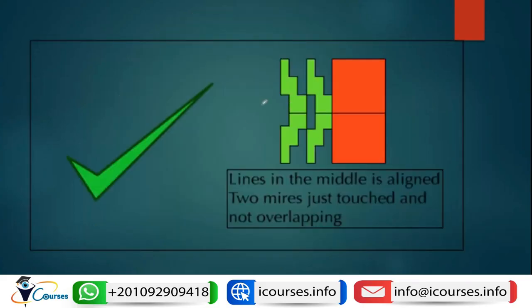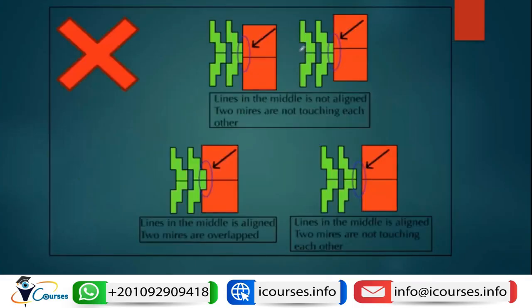So here is the right orientation, where the line is in the middle and the mires are just touching each other with no overlapping. This is not correct, because the line is not well aligned, and this is also not correct if they are too overlapping, or if they are too far away from each other. So this means that these mires, or these readings, are false.